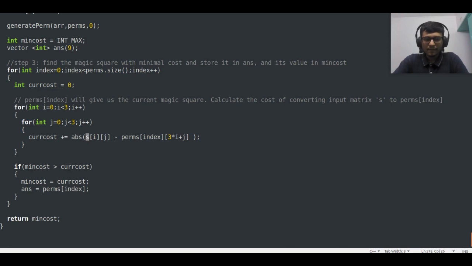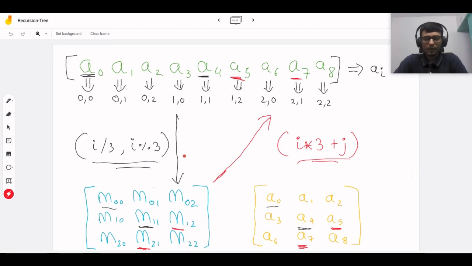So in order to do the difference between S and perm of index, since one is a two-dimensional matrix and the other is a flattened matrix, we need some form of mapping in order to do the difference between these two matrices, and that mapping is given by 3 into i plus j. So let us look into how this mapping works first.